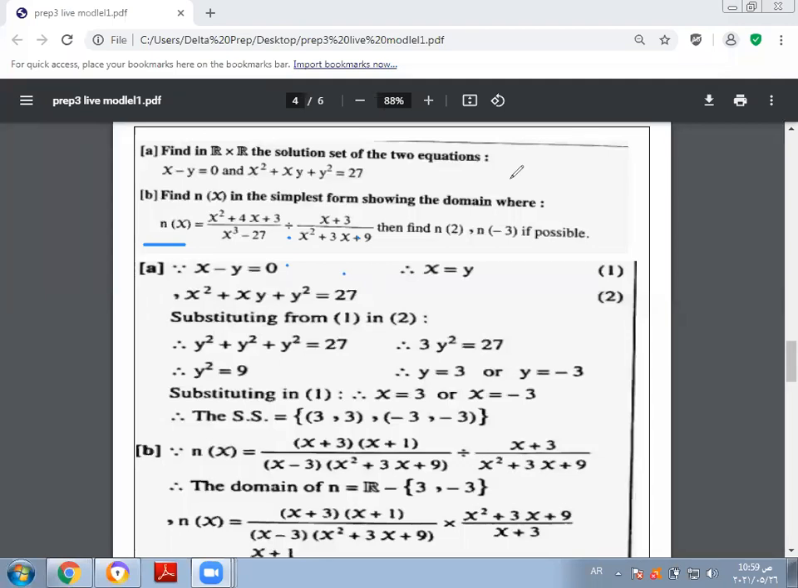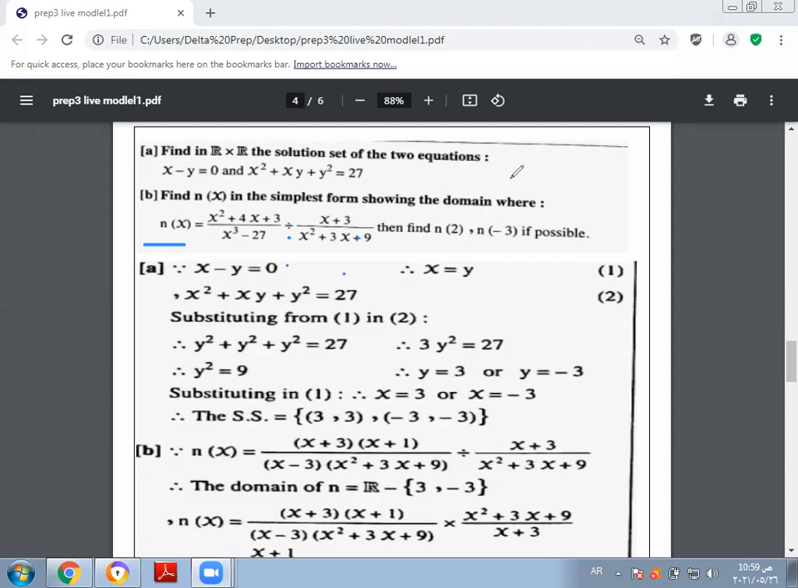Question letter A: find in R times R the solution set of the two equations x minus y equals 0 and x power 2 plus xy plus y power 2 equals 27. Letter B: find n of x in the simplest form showing the domain, n of x equals x power 2 minus 4x plus 3 over x power 3 minus 27, divided by another fraction. This fraction consists of the numerator x minus 3 and the denominator x power 2 plus 3x plus 9.